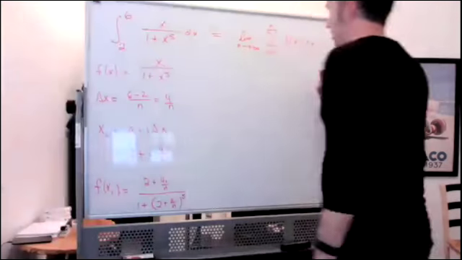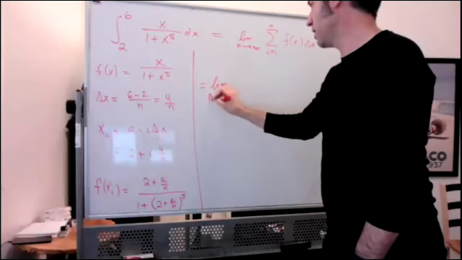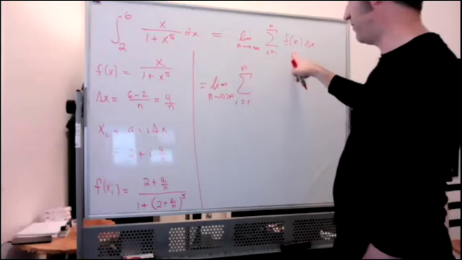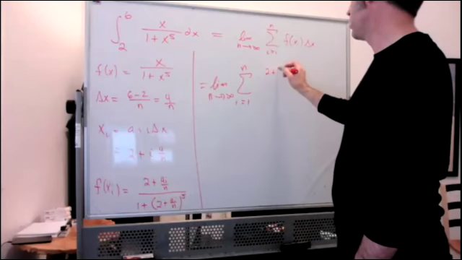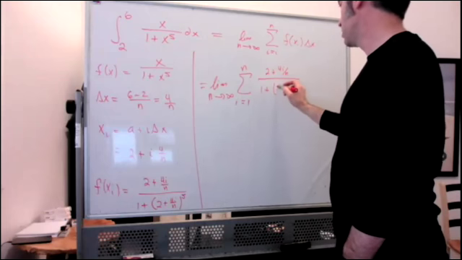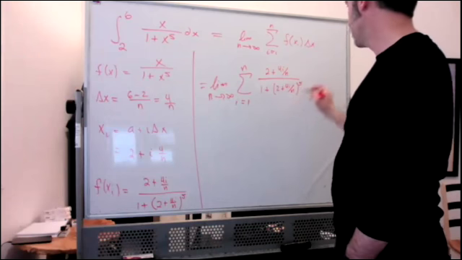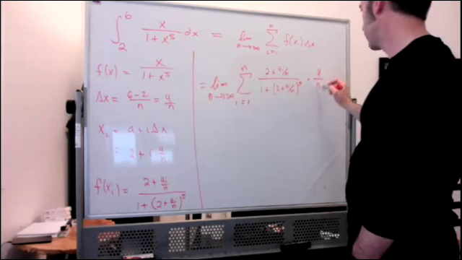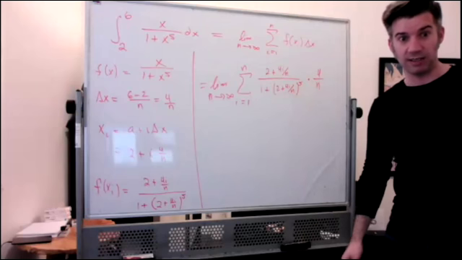So then I'm going to write this as the limit as n goes to infinity of the sum from i equals 1 to n of f of x sub i, which is this mess here, 2 plus 4i over n over 1 plus 2 plus 4i over n to the 5th, times delta x, which is 4 over n. And I would leave it like that. I wouldn't touch it. It looks terrible as is.